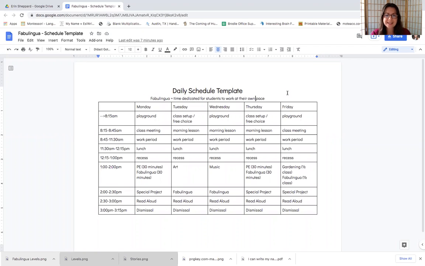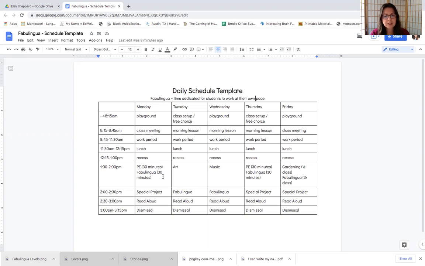This particular template is for a Montessori classroom, so it might look very different than other situations. But we've got our days laid out here, and here are the general times. As you can see, each morning we start either on the playground or setting up the classroom and having a free choice. That would not necessarily be academic work, although it can be, within the teacher's parameters as to what the children are choosing to do during that time frame. And then we have either a class meeting or a morning lesson, and then what we call our work period.